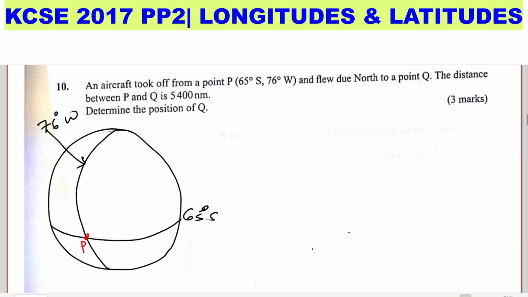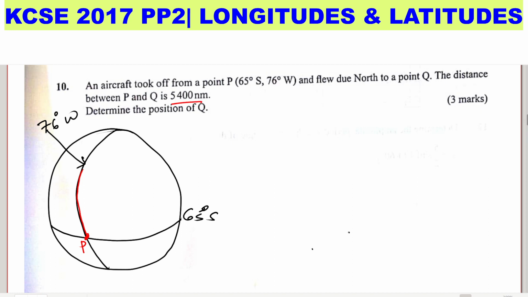So the aircraft flew due north. That means it flew along this longitude, due north. Due north means it flew along that longitude, 76 degrees west, and that is distance along the Great Circle. So the question is, how do you get the distance along the meridian, or along the longitude, which is along the Great Circle, in nautical miles?